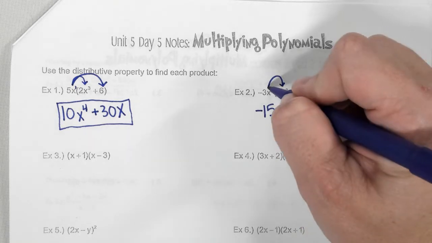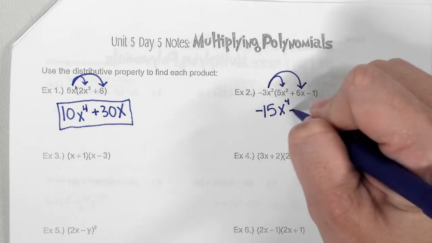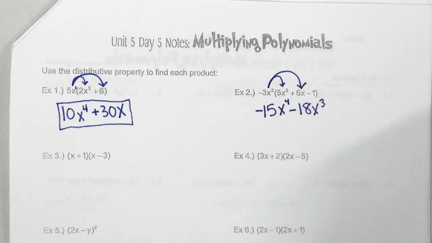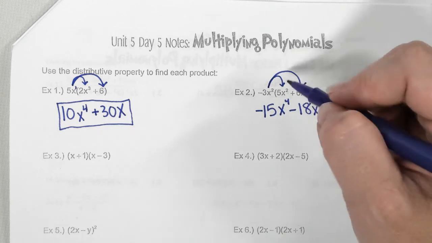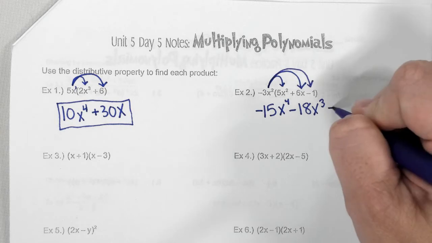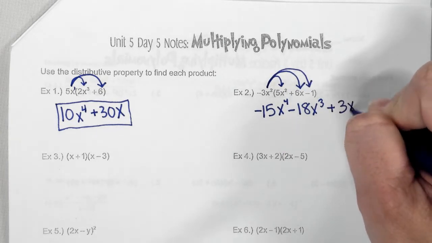Okay, so then I keep going. Negative 3x squared times 6x. Well, negative 3 times 6 is negative 18. X squared times x is x cubed. And then lastly, negative 3x squared times negative 1. Well, two negatives makes a positive, and that gives me 3x squared times 1, which is just 3x squared.